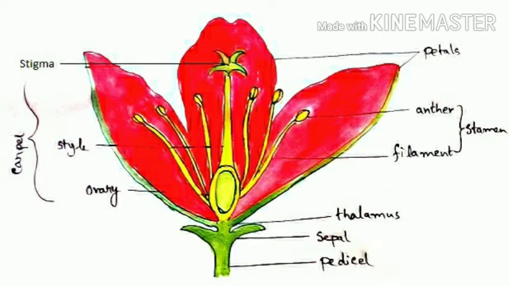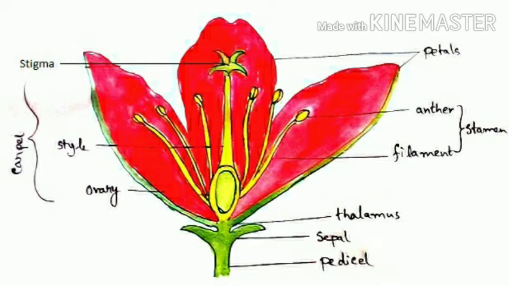Now there are four whorls in any angiospermic flower. The outermost whorl consists of sepals, the green colored small leaf-like structures. This whorl is called calyx. Next to it you have the whorl of petals, which is called corolla, and inside you have androecium that consists of the male reproductive structure, and in the center you have the female reproductive structure, which is called the gynoecium.